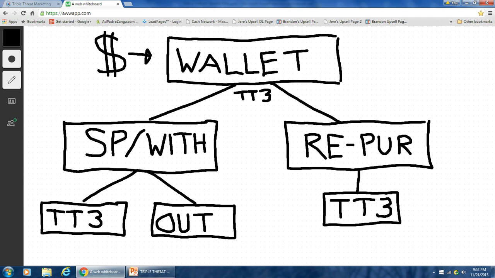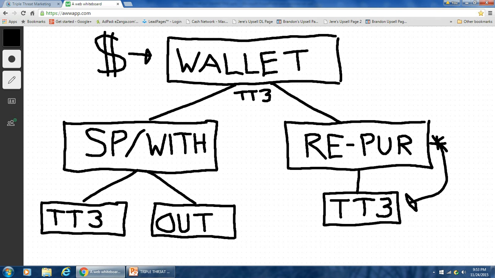A spendable or withdrawable category, and again, those are basically the same thing. So you can either spend it or withdraw it, or a repurchase category. So let's look at each of these categories. I think it's actually easier to start with the repurchase category first, because that's the easier option, because basically this is money that's going to stay in Triple Threat. The only thing that we can do with this money is repurchase more shares or purchase new shares, but either way, this money stays right here in Triple Threat.